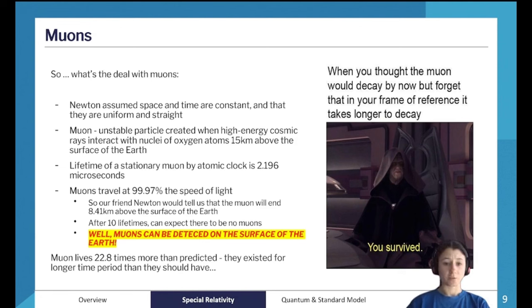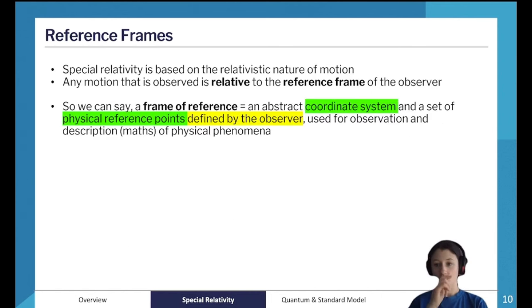But that's essentially what you need to know. You don't need to know all these stats or anything about 22.8, 99.97, yada, yada, yada. You don't need to know any of that. All right, you just need to know the basic concept. All right, moving on to reference frames.